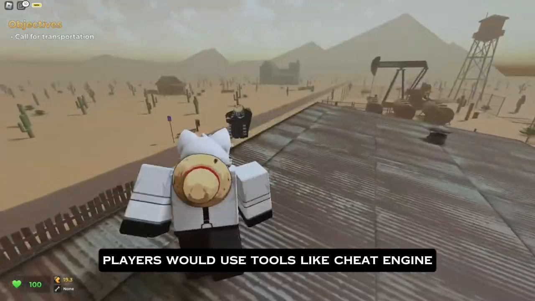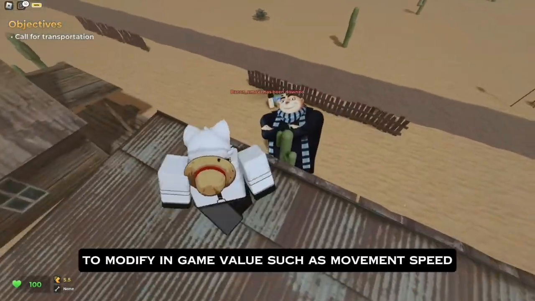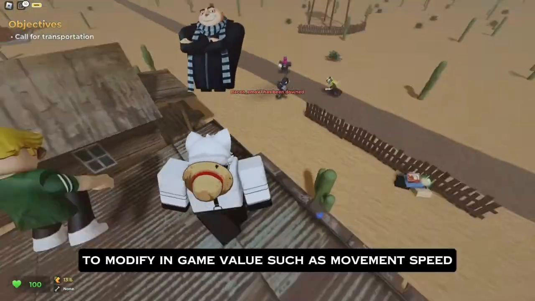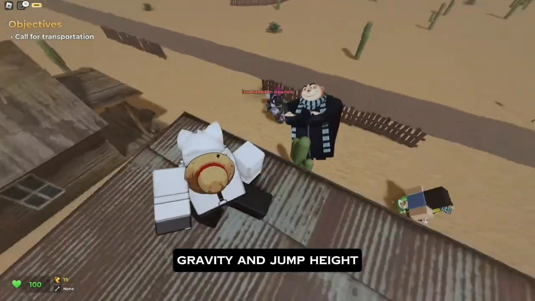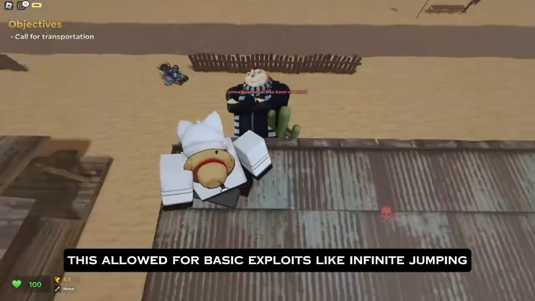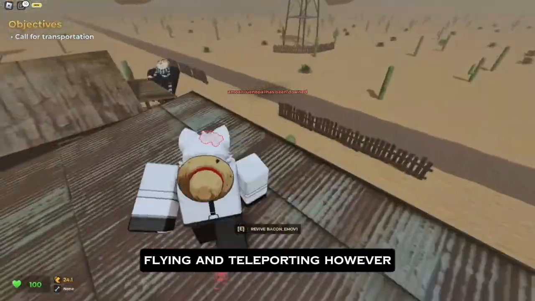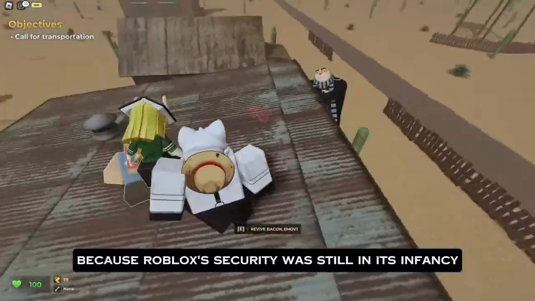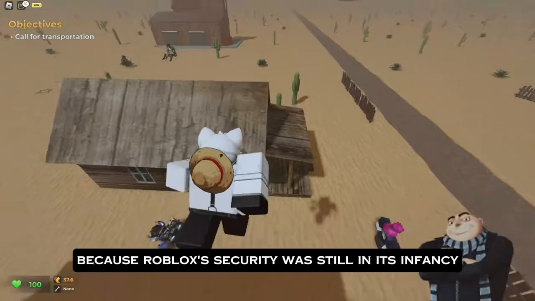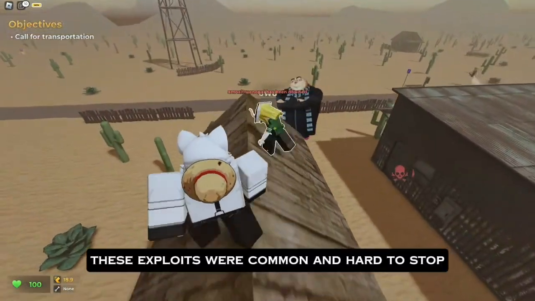Players would use tools like Cheat Engine to modify in-game values such as movement speed, gravity, and jump height. This allowed for basic exploits like infinite jumping, flying, and teleporting. However, because Roblox's security was still in its infancy, these exploits were common and hard to stop.